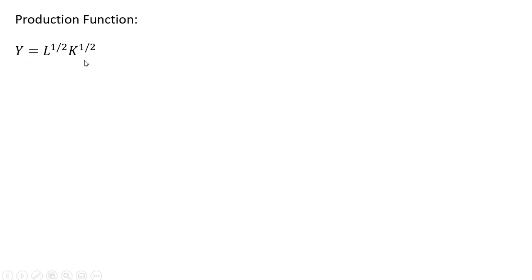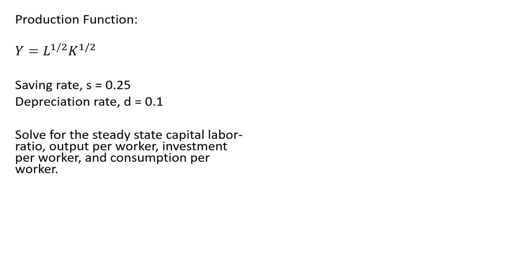We'll start with the economy's production function. We've got this Cobb-Douglas production function with constant returns to scale, an assumption used in the Solow growth model. The exponents sum to 1. We have a saving rate equal to 0.25, a depreciation rate of 0.1, and here we're going to solve for the steady state capital labor ratio, output per worker, investment per worker, and consumption per worker.